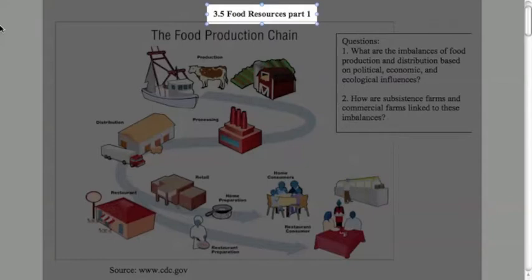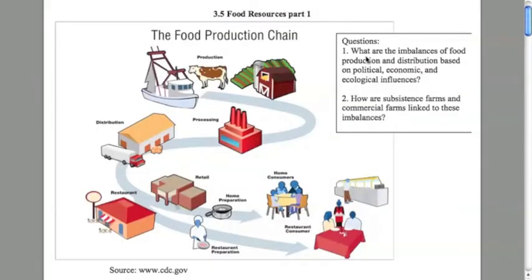Okay, welcome back. Today for class, we're going to talk about food resources as part of a human need. We're going to focus on a couple of questions here today. These questions particularly are, what are the imbalances of food production and distribution based on political, economic, and ecological influences? And how are subsistence farms and commercial farms linked to these imbalances? So you should be able to answer these at the end of the video today.